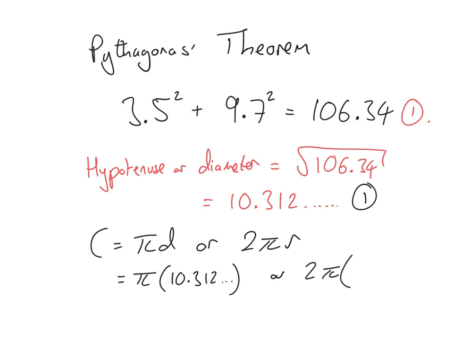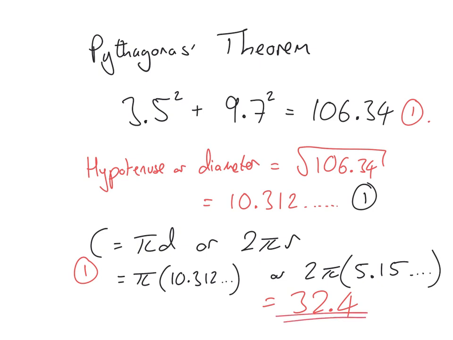or 2 pi r. You would have had to have divided the diameter by 2 to use it as 2 pi r, so something close to 5.15. Now, that would be your third mark, the use of the circumference using the value of 10.312 as the diameter.